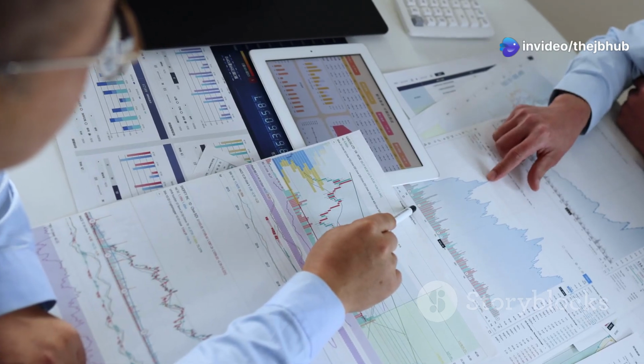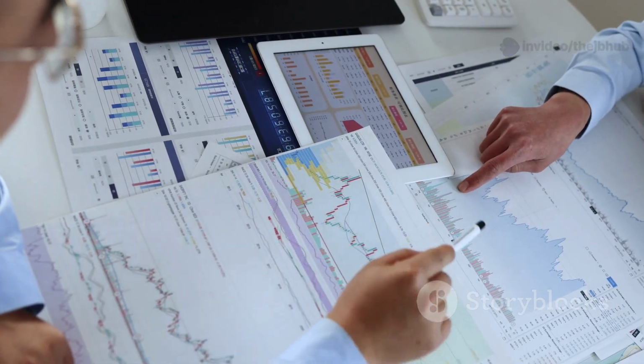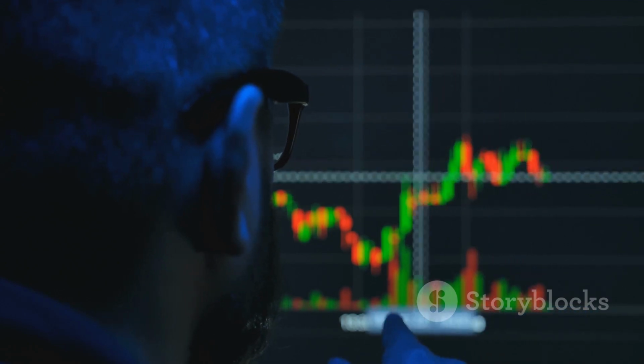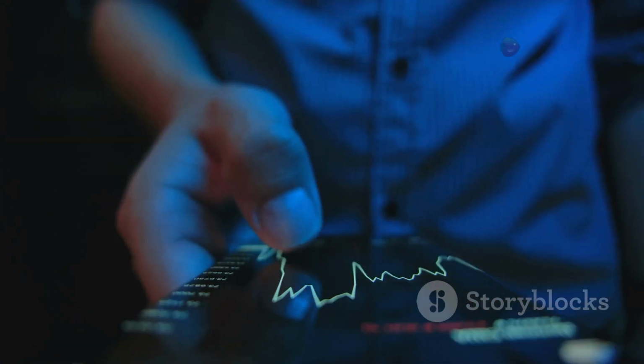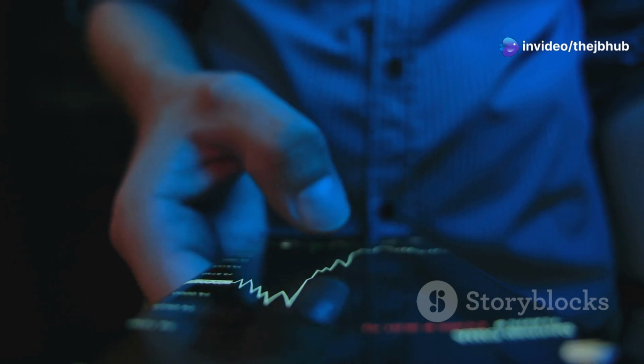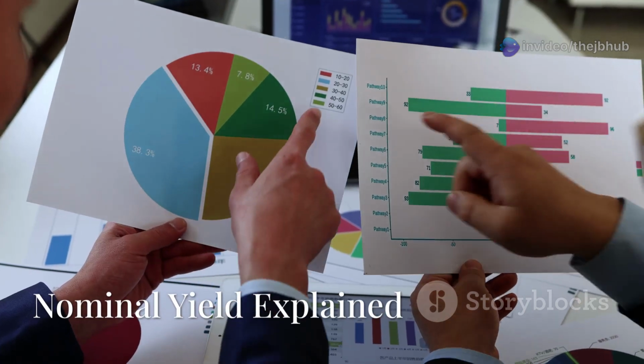Calculating bond yields is something every bondholder cares about. Like other investors, bondholders are interested in determining their investment's return, or yield. There are three different measures for determining a bond's yield: nominal yield, current yield, and yield to maturity.